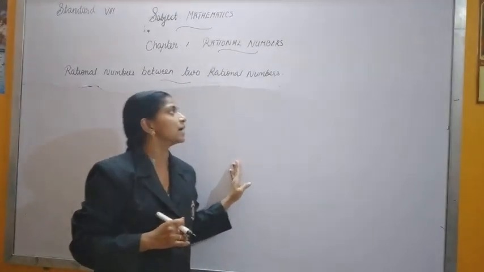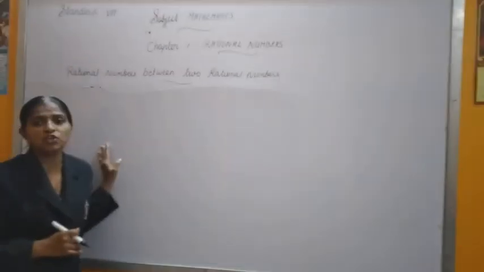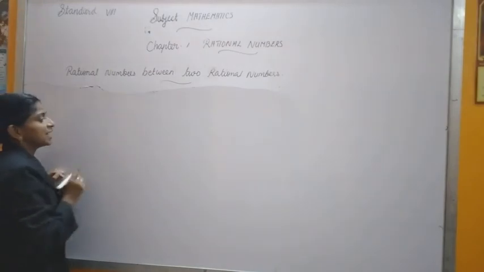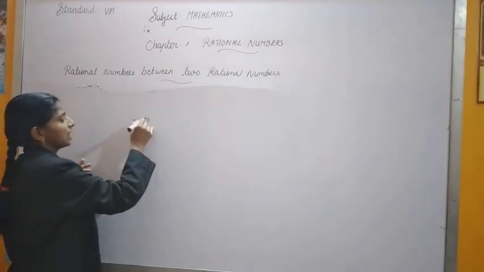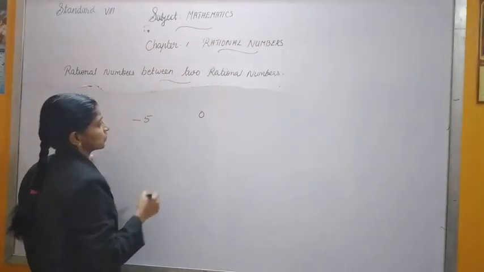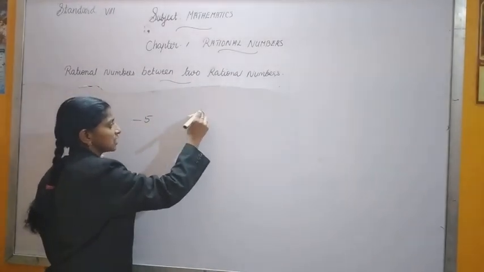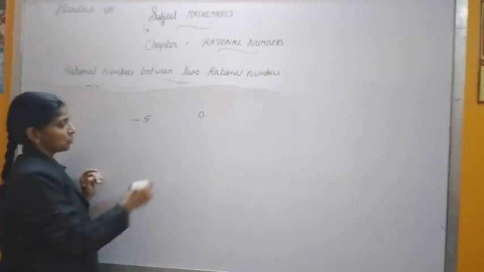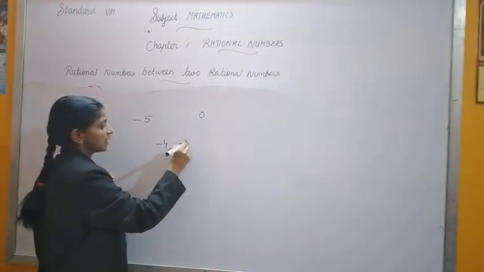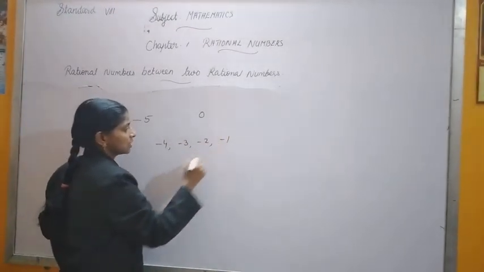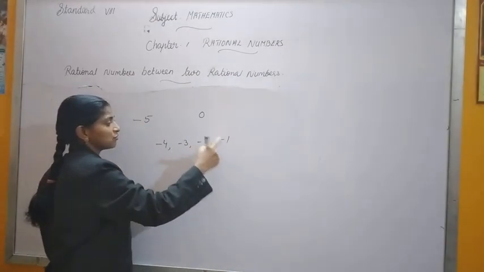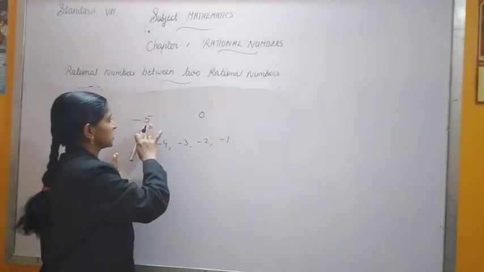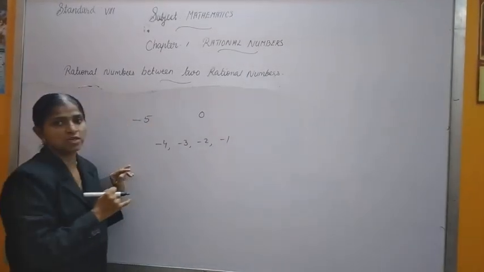Next topic, rational numbers between two rational numbers. So here, for example, we take two integers, minus 5 and 0. How many integers are there between minus 5 and 0? We know minus 4, minus 3, minus 2, minus 1. 1, 2, 3, 4 integers are there. 4 integers are there between minus 5 and 0.